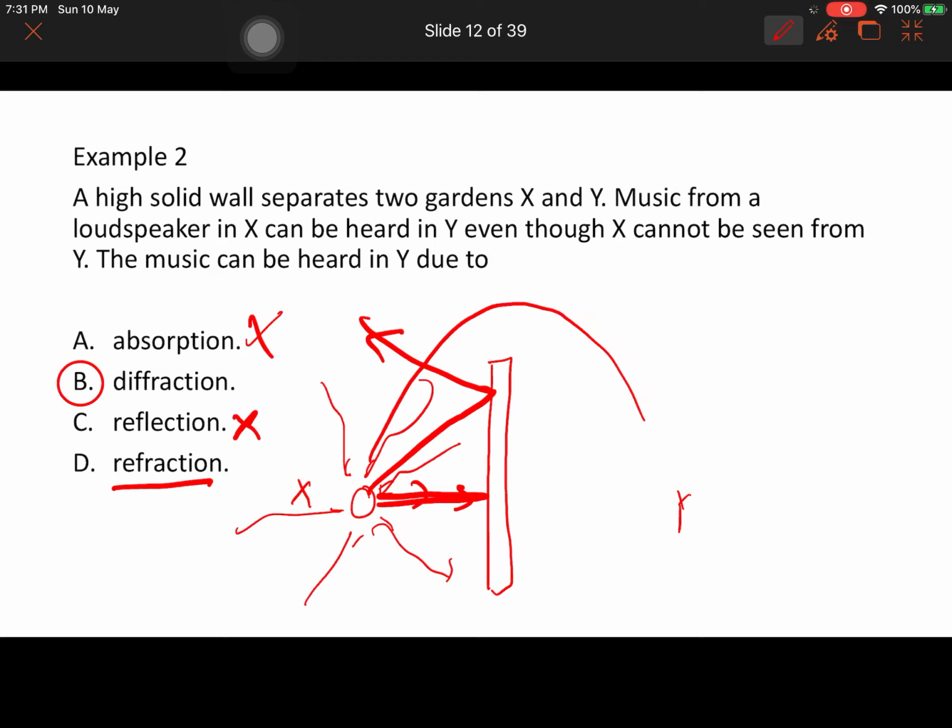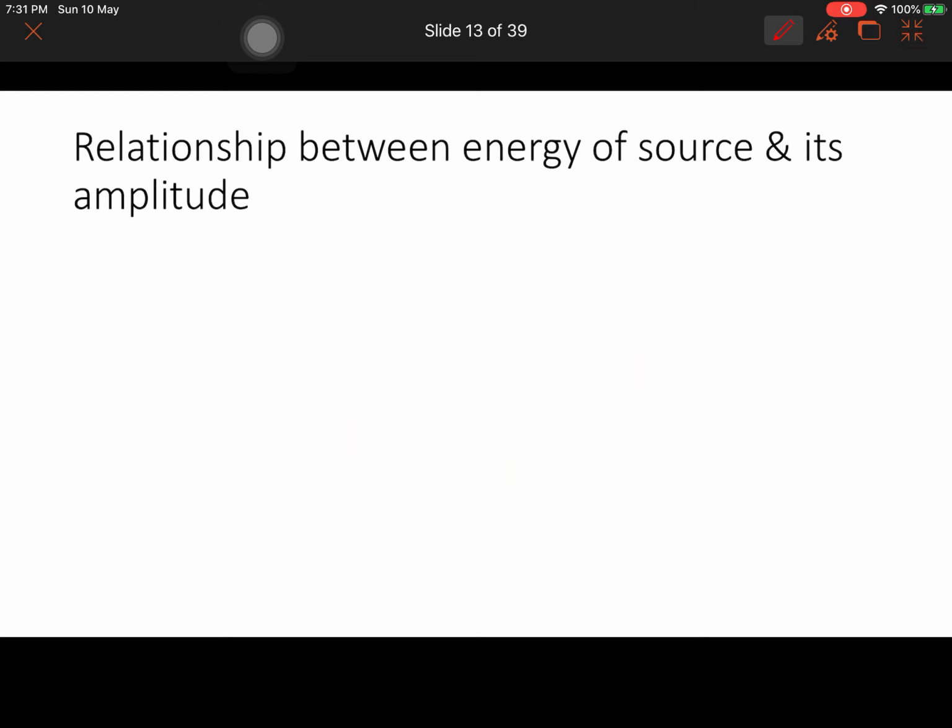By refraction? Refraction means it changes direction, right? But it's usually from an optically less dense to an optically denser medium, or from an optically denser medium to an optically less dense medium. In this case, the air is one medium, so no. So it's by diffraction.